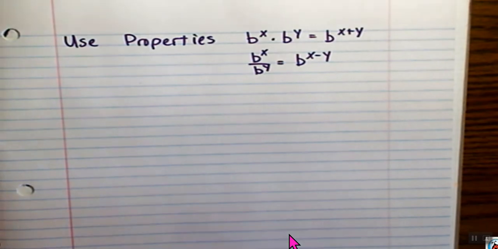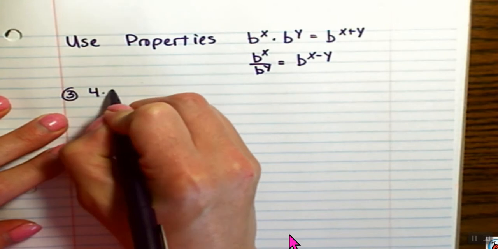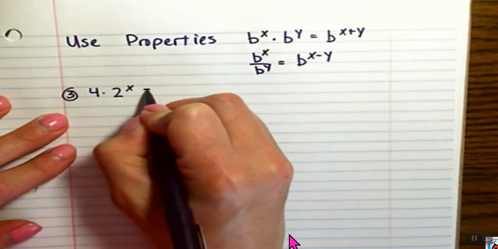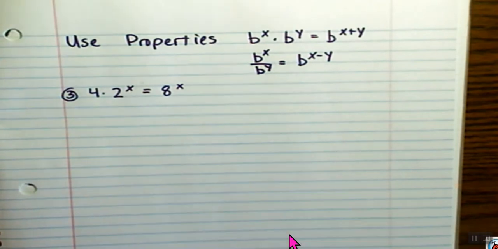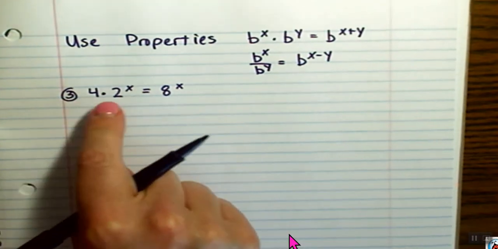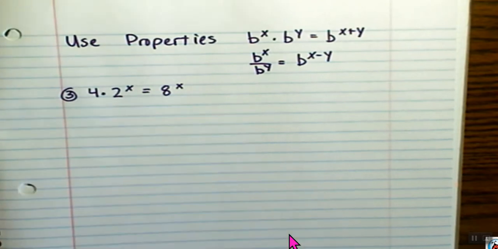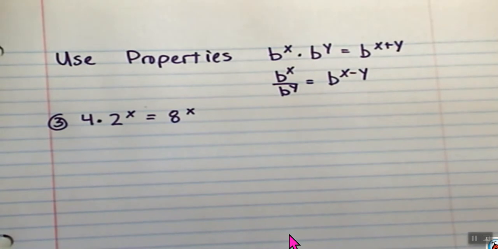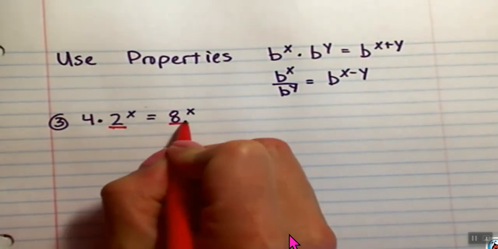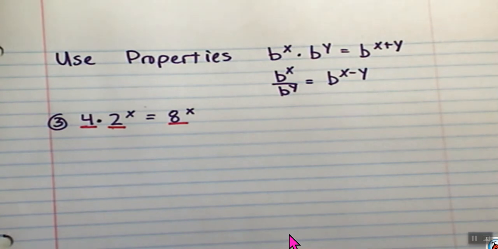All right, so I'm going to start with this equation here. 4 times 2 to the x equals 8 to the x. Now, keep in mind your PEMDAS. I cannot multiply 4 and 2 because the exponent comes first. So as I'm looking at this equation, I do notice that I have 1, 2, and a third piece.